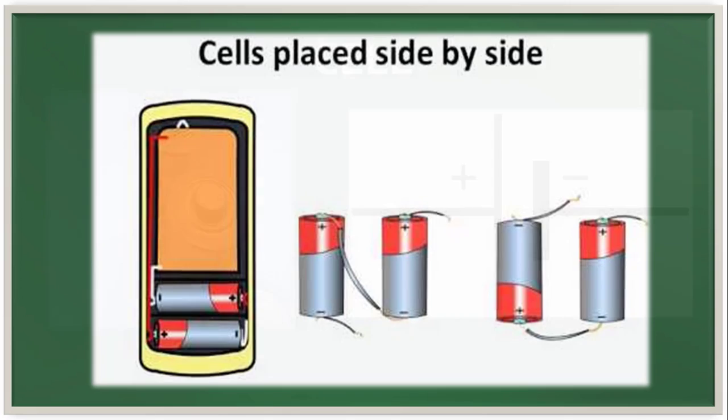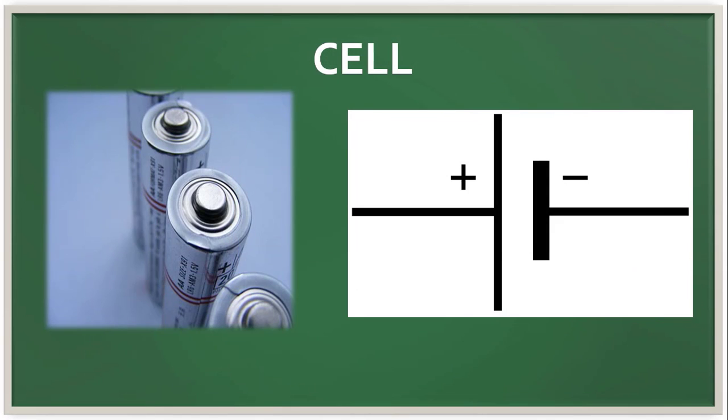To represent the electric circuits in an easy way, we use symbols. The symbol of a cell consists of two parallel lines, one thin and long and the other one thick and short. The long and thin line represents the positive terminal of the cell, whereas the short and thick line represents the negative terminal of the cell.